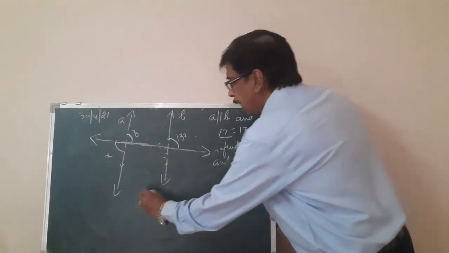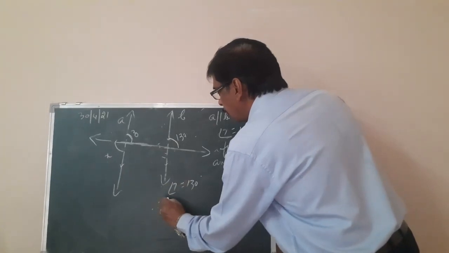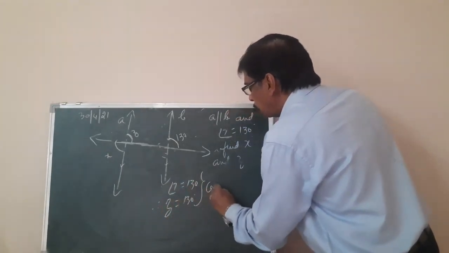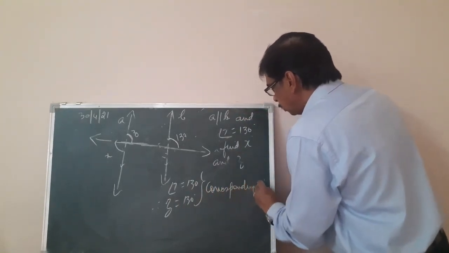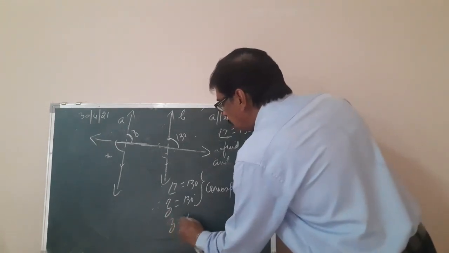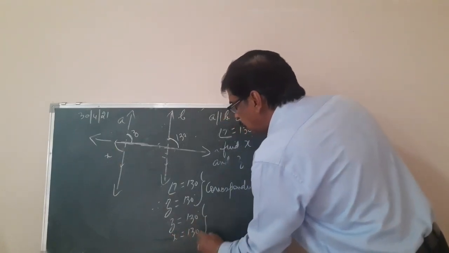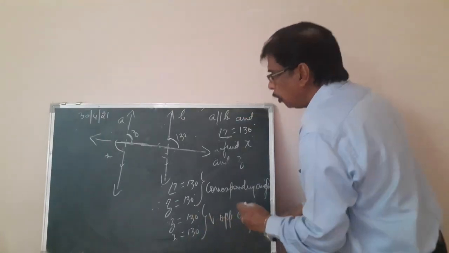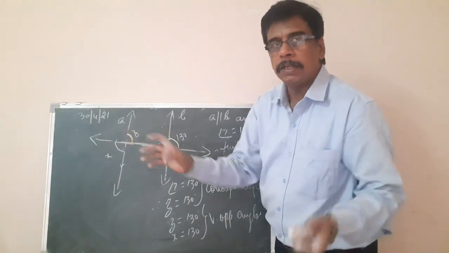So mention there, angle 7 is 130 degrees, therefore Z is also 130 degrees, reason: corresponding angles. Now Z is 130 degrees, then X will also be 130 degrees, reason: vertically opposite angles. Because if we have found Z, then we can find X, they are vertically opposite angles.